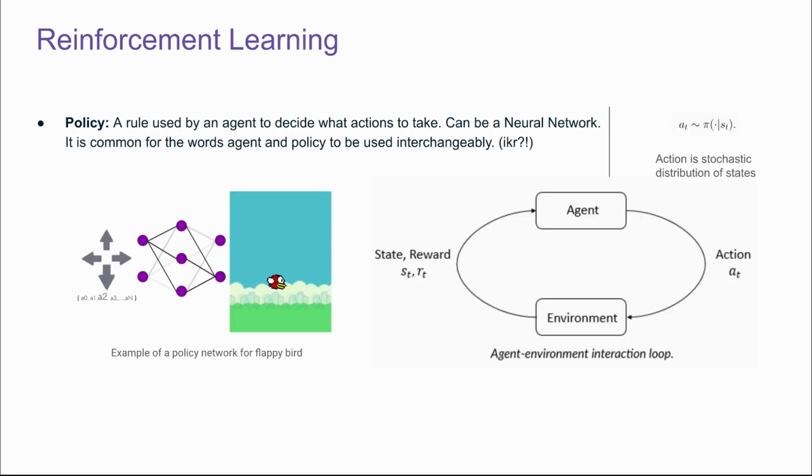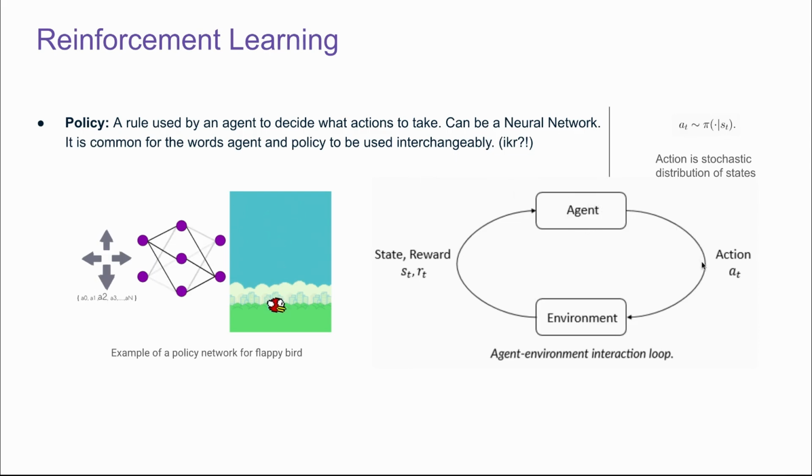First keyword is policy. Policy is a rule used by agents to decide what actions to take. It can be a neural network, it can be not a neural network. So it is common for the words agent and policy to be used interchangeably. It can be a little confusing since now we're in agentic era, supposedly. Agent, policy, or in this case, you can think about it's the model that we're training.